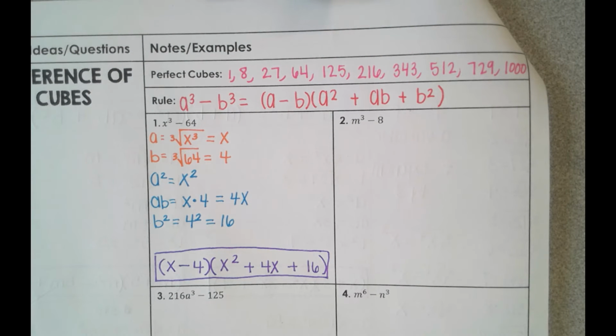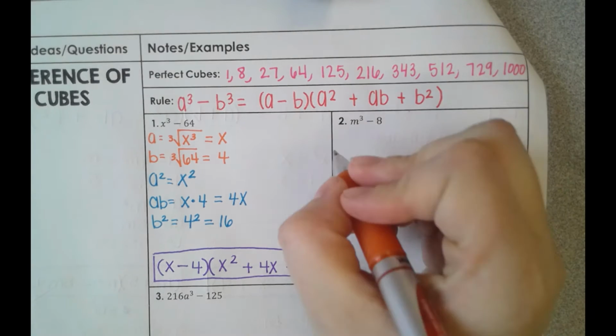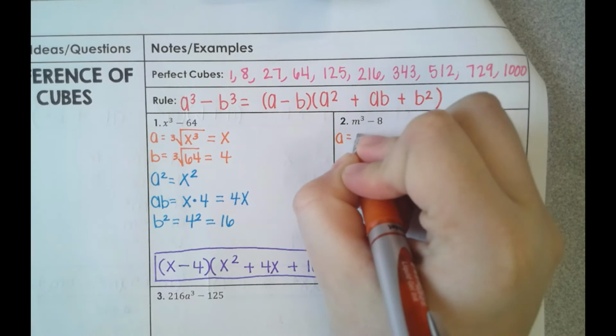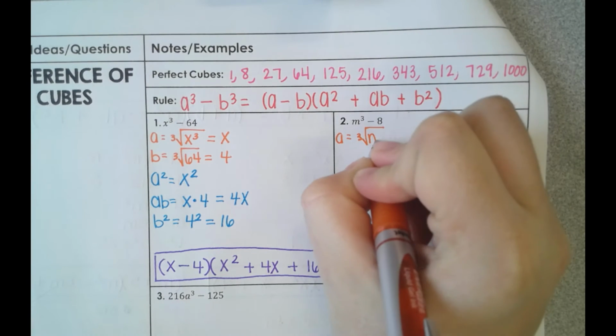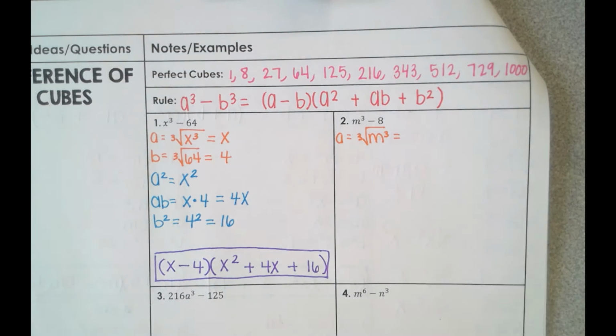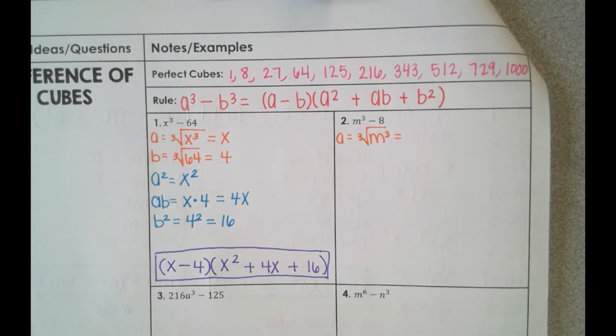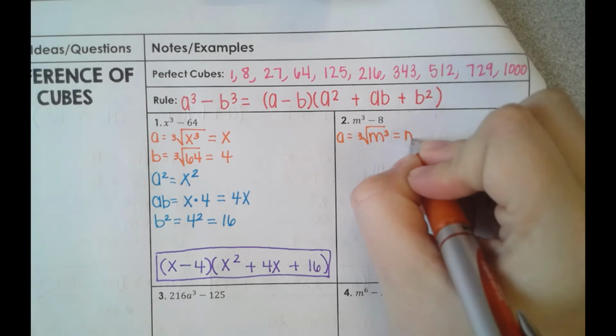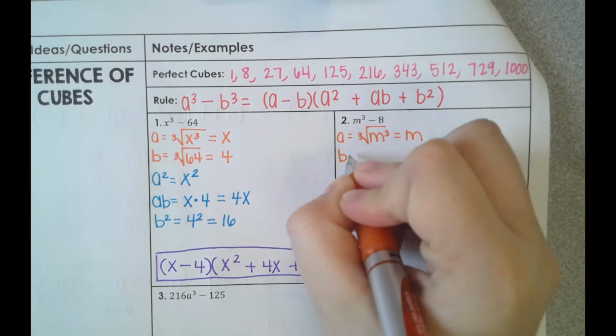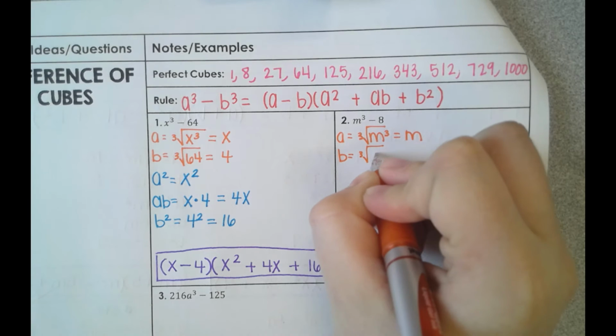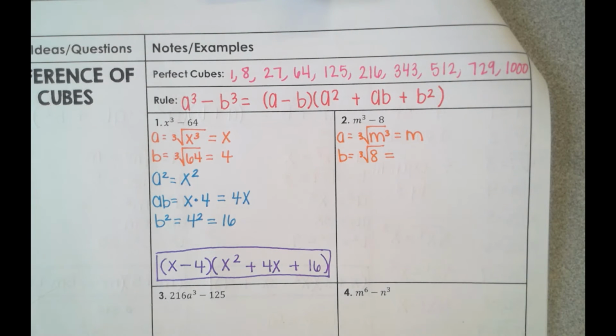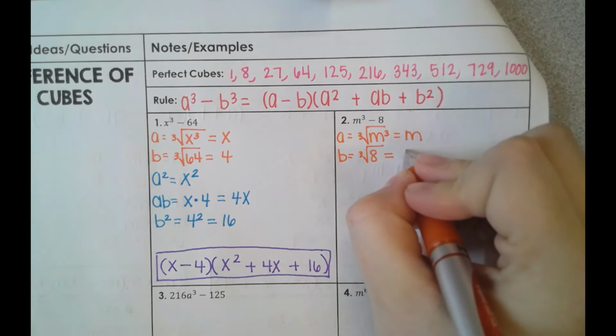Number 2 is very similar. So for our a, we do the cube root of m cubed. What is that? M. Good. And then for b, we do the cube root of 8, which is 2.